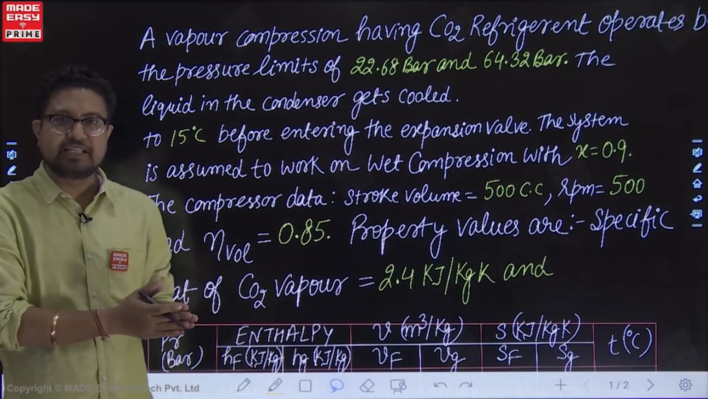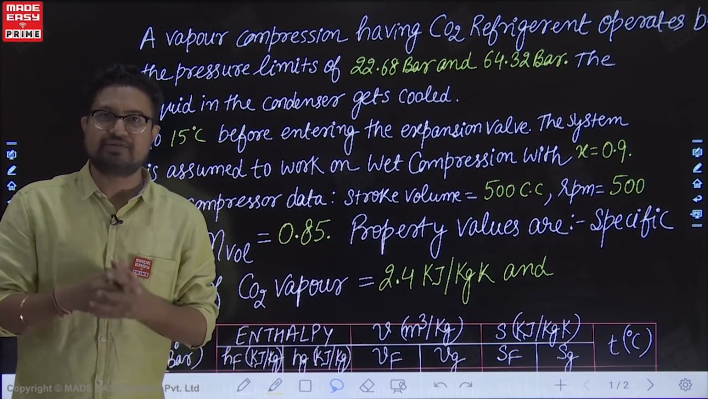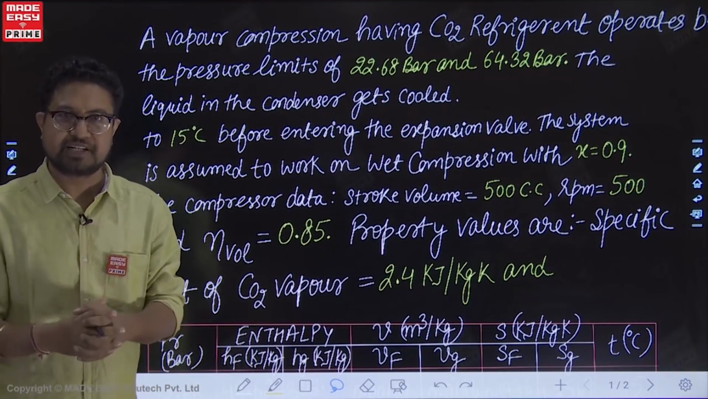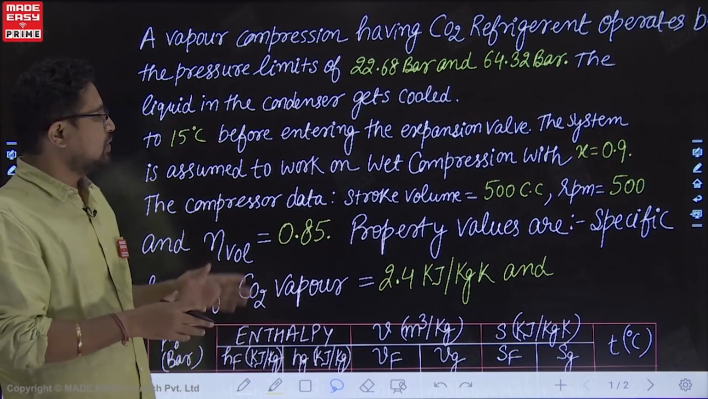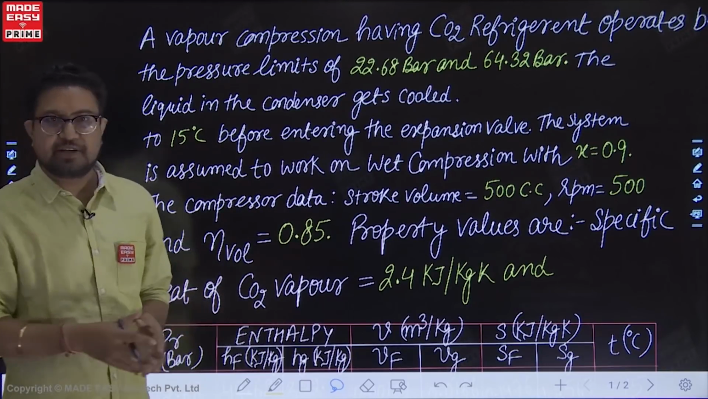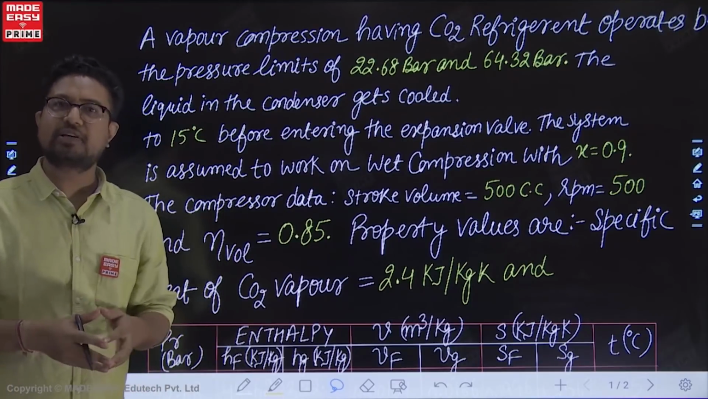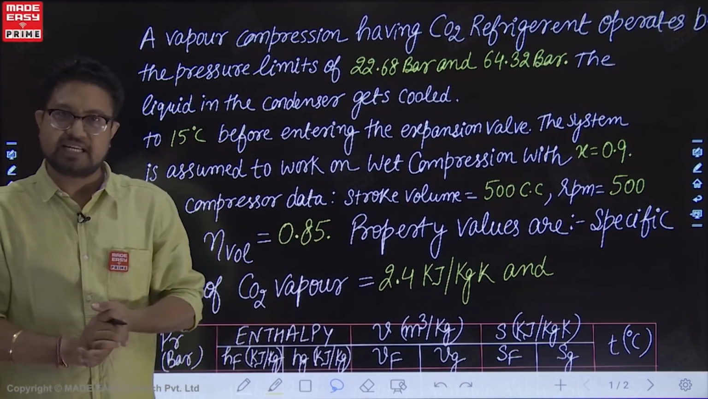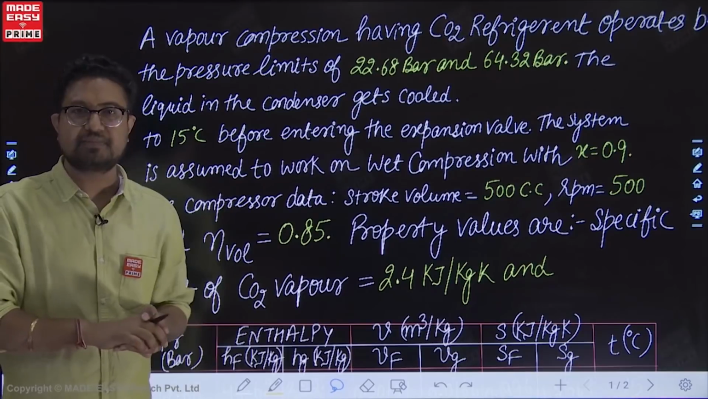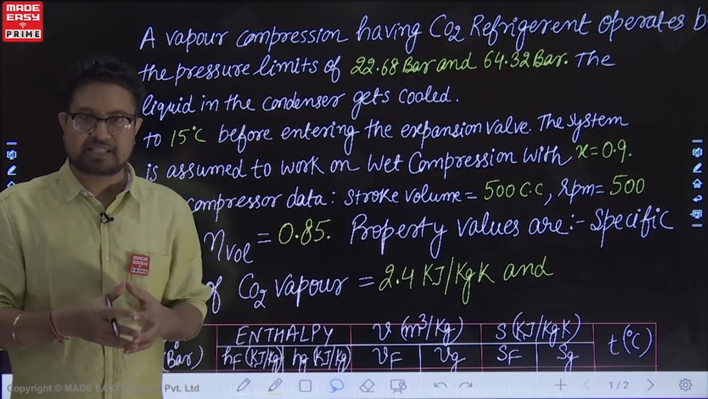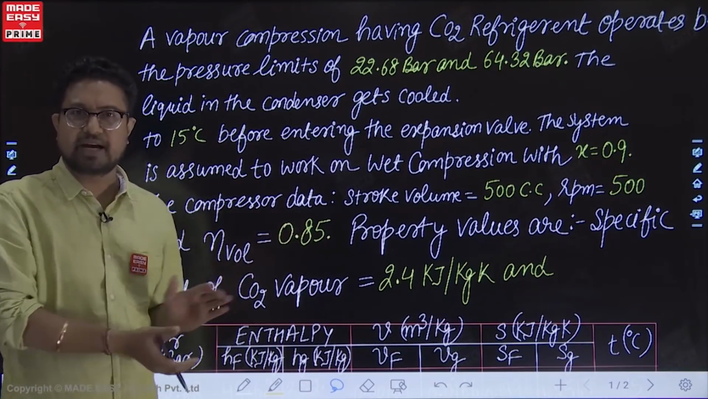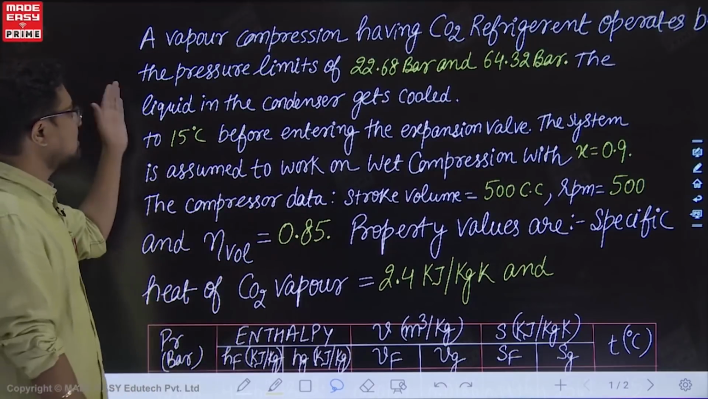I have written a question here. The question is based on the vapor compression refrigeration system. So, let us first read the question. Before solving the question, we will understand the VCRS, vapor compression refrigeration system, through the simplest cycle that is possible. Then we will come back to this question.